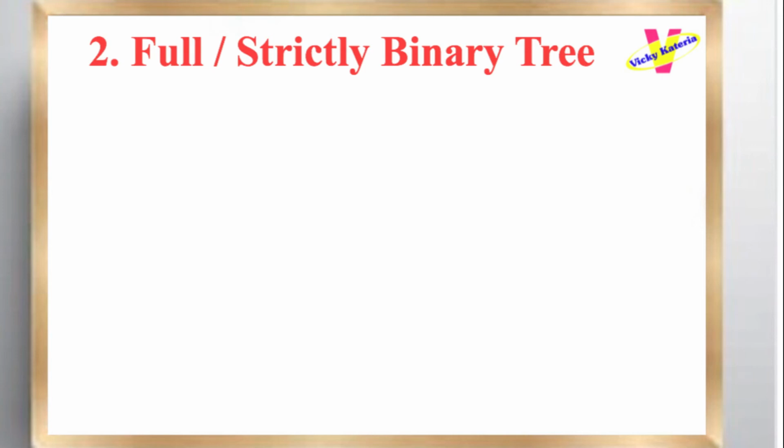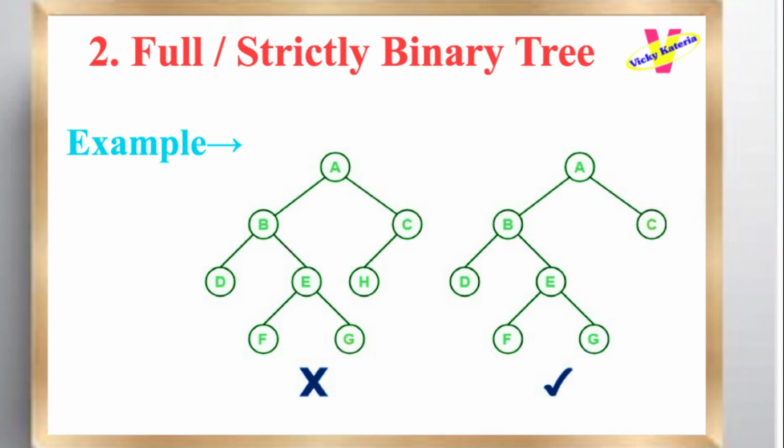Full, strictly binary tree. A binary tree in which every node has either 0 or 2 children is called a full binary tree. Full binary tree is also called a strictly binary tree. Example: here, the first binary tree is not a full binary tree. This is because node C has only 1 child.